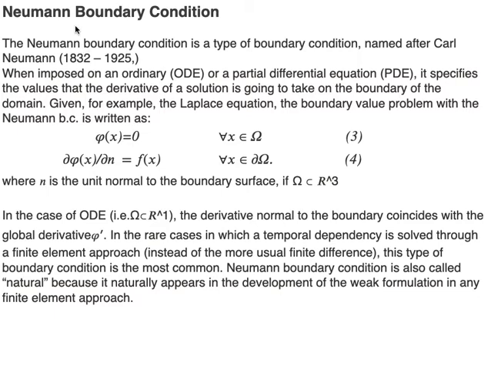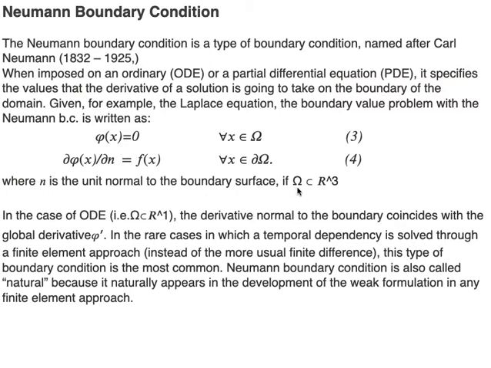If you see next, the Neumann boundary condition is a type of boundary condition named after Carl Neumann, 1832 to 1925. When imposed on an ordinary differential equation, that is ODE, or partial differential equation PDE, it specifies the value that the derivative of a solution is going to take on the boundary of the domain. For example, for the Laplace equation, the boundary value problem with the Neumann boundary condition is written as delta phi of x equal to 0, where x is in omega, and dou phi of x divided by dou n equal to f of x, where x is on dou omega, and n is the unit normal to the boundary surface.